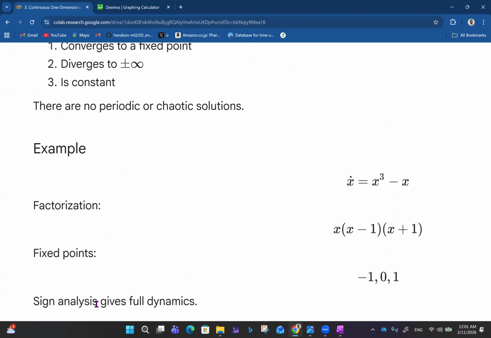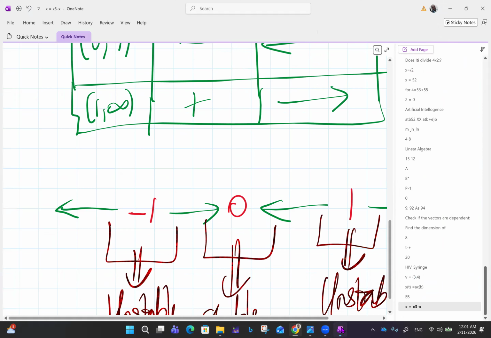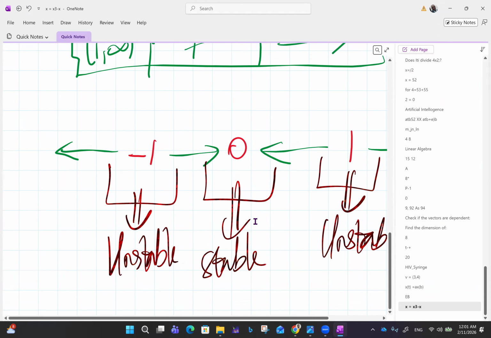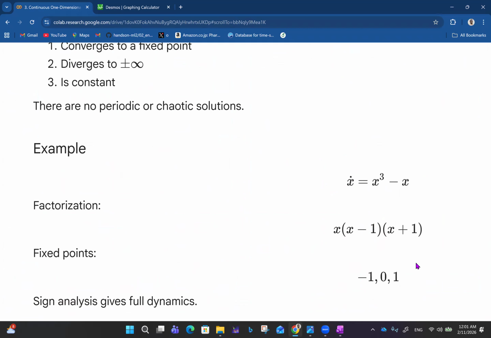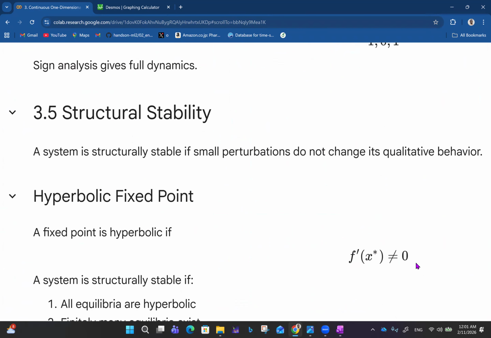Okay. So sign analysis gives full dynamics, and the sign analysis is what I've done here for proper understanding. Okay, then we can talk about structural stability.